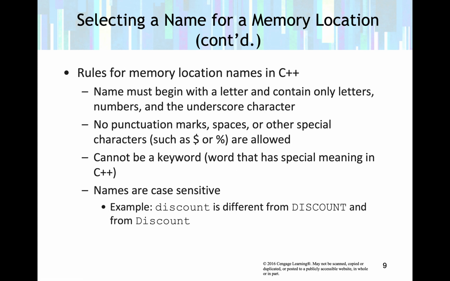There are some rules for creating variable names. If you look here at the very bottom, here's a variable name called discount. So it tells me exactly what it is. It's discount, and it's short, it's descriptive. So let's look at the rules for actually creating a name. The name must begin with a letter and can contain only letters, numbers, and underscore characters. You cannot have punctuation marks, you cannot have spaces, you can't have other special characters like a $ sign or a % sign.